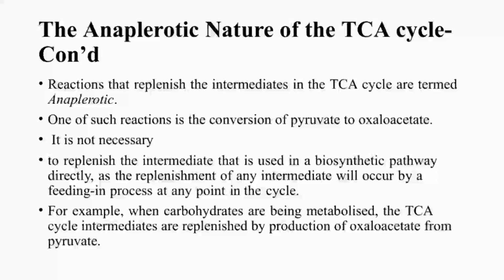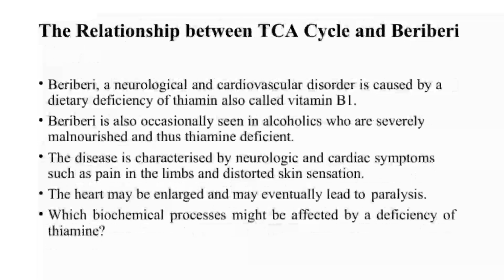Beriberi, a neurological and cardiovascular disorder, is caused by a dietary deficiency of thiamine, also known as vitamin B1. This vitamin plays a crucial role in energy metabolism, particularly in the brain and heart. Sometimes, we see beriberi in alcoholics who are severely malnourished, which leads to a deficiency in thiamine. The disease presents with symptoms affecting the nervous system and the heart. Patients might experience pain in their limbs or abnormal sensations in their skin, which can be quite distressing. The heart itself can become enlarged, and if left untreated, the condition can progress to paralysis.